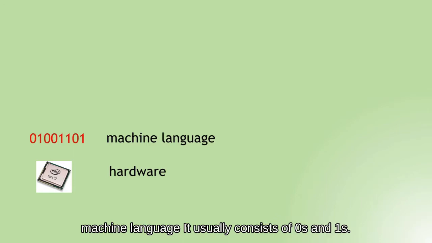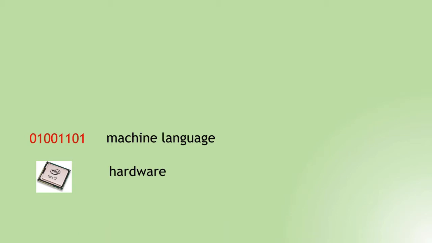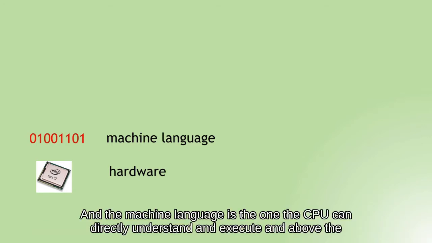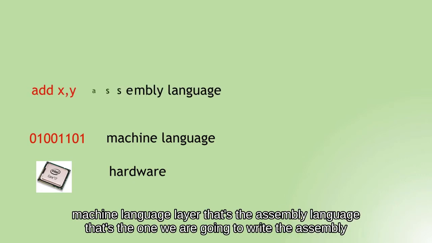It usually consists of zeros and ones. So the machine language actually is just a bunch of zeros and ones. And the machine language is the one the CPU can directly understand and execute. And above the machine language layer, that's the assembly language. That's the one we are going to write.